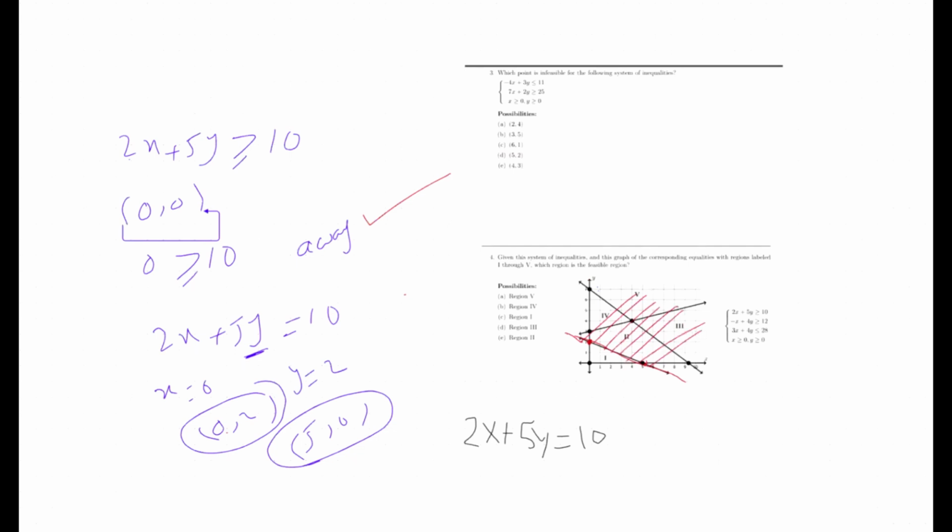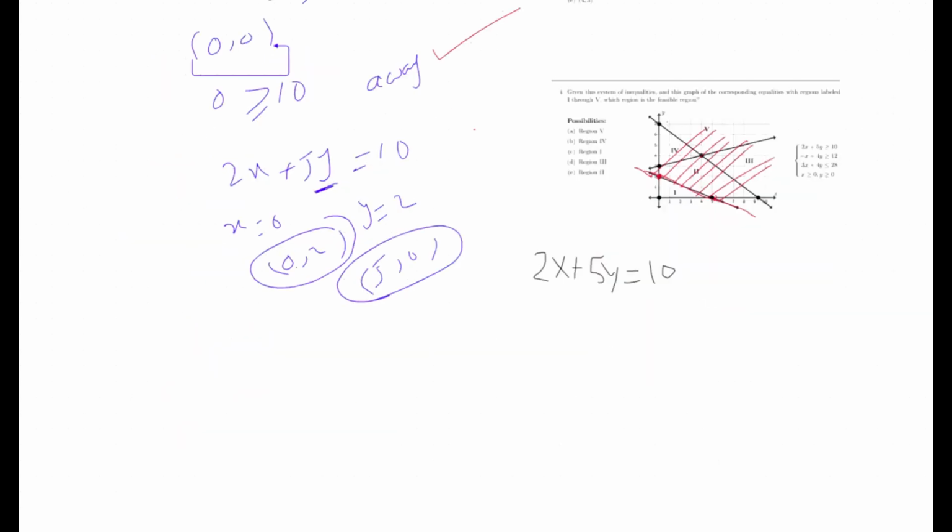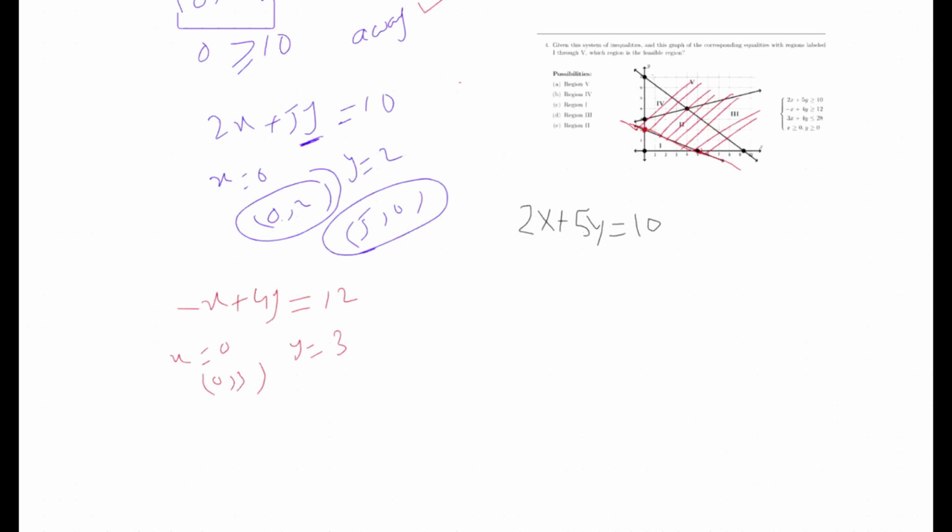Now let's take the next one. The next inequality is negative x plus 4y is equal to 12. If you take x equals 0, y is going to be 3. So 0, 3 is the point. If you take y equals 0, x would be negative 12.